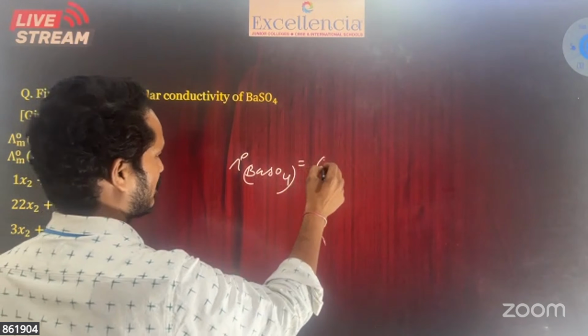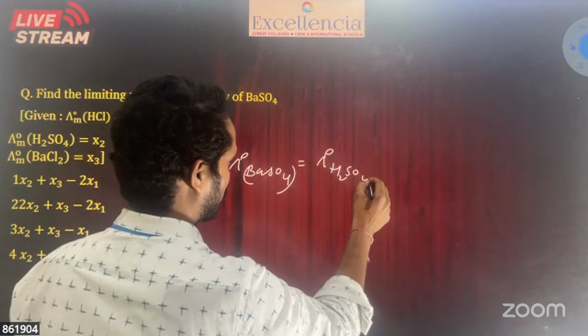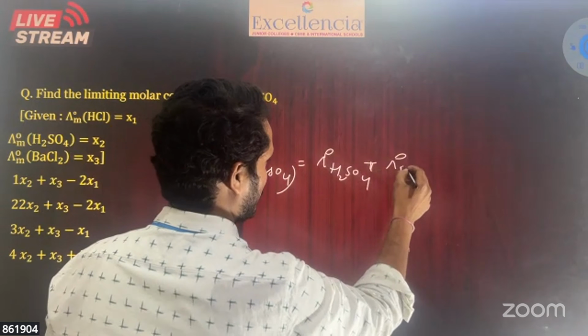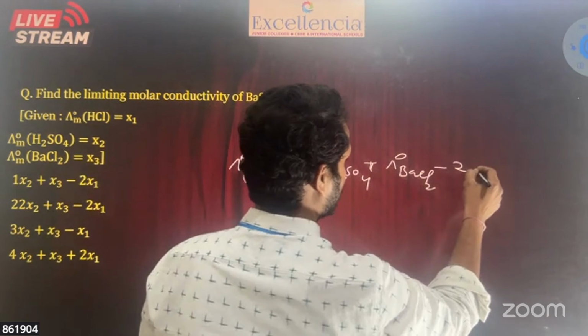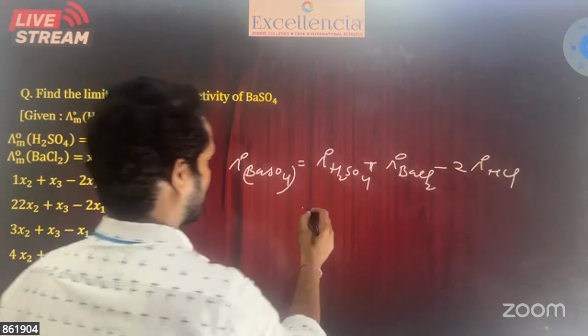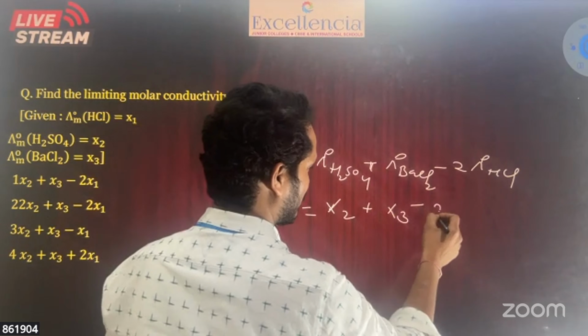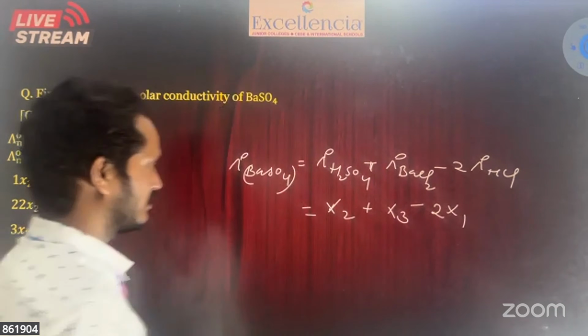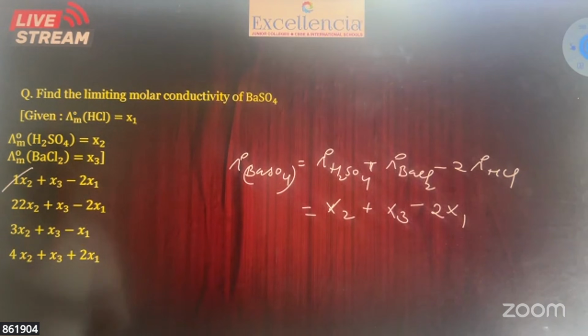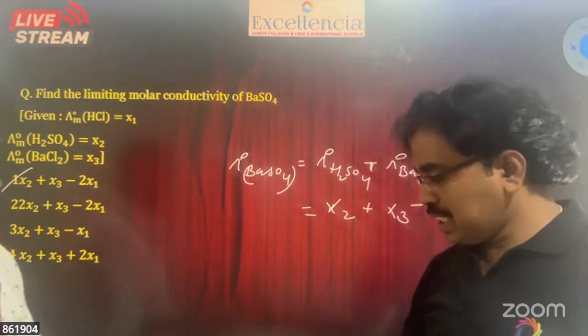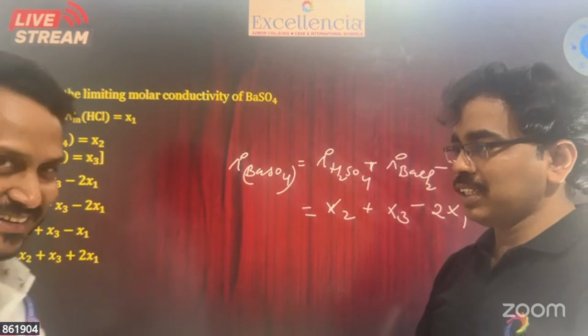So lambda naught of BaSO4 is equal to lambda naught of H2SO4 plus BaCl2 minus 2 into HCl. This is the x2 and this is x3 and minus 2 into this is x1. You know the answer like this. This is one of the easiest questions for the children.